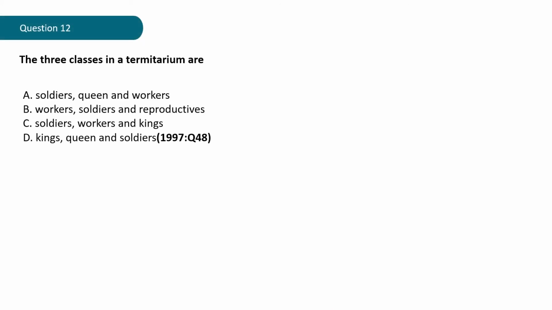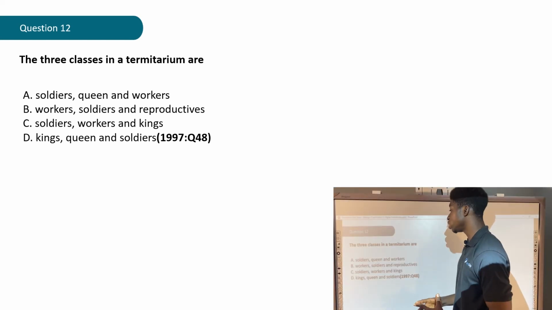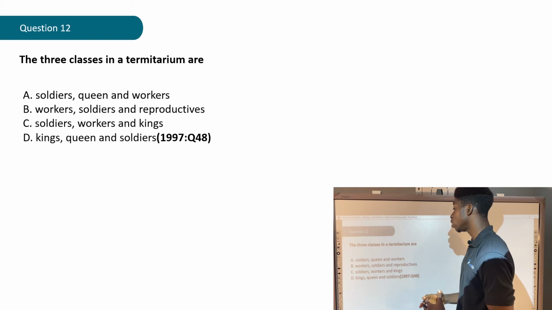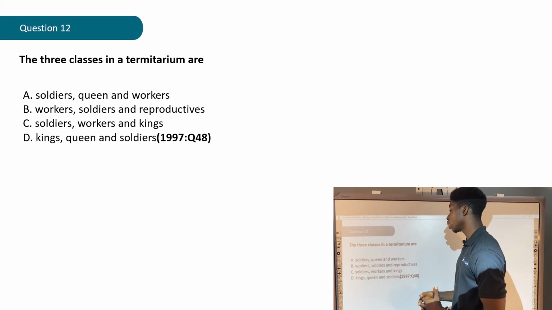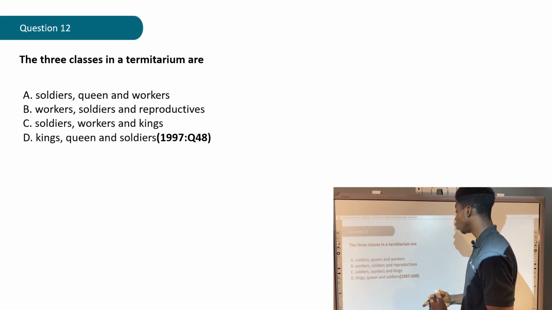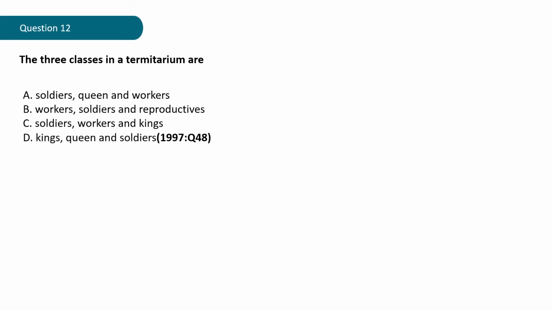The 3 classes in a termitarium are A. Soldiers, queen, and workers. B. Workers, soldiers, and reproductives. C. Soldiers, workers, and kings. D. Kings, queen, and soldiers. That question is gotten from the year 1997, question 48. Why not give that a try?